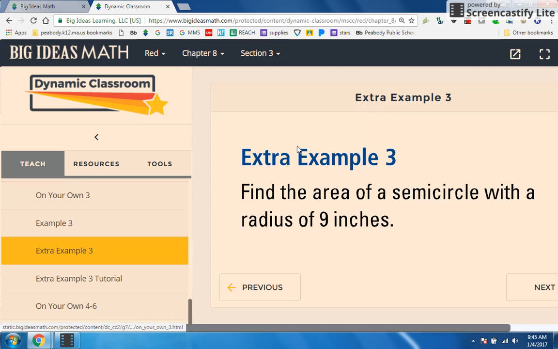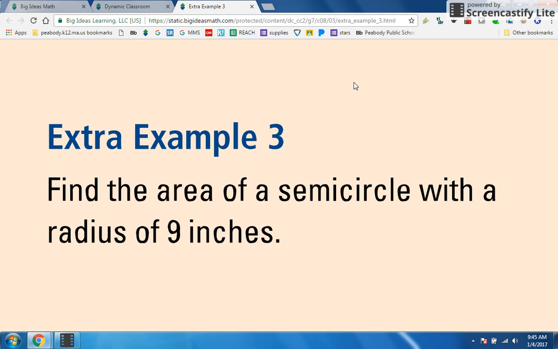So this is going to be your last one. I want to see if you can find the area of a semicircle. It's already giving you the radius, so that helps you out. So you're going to do radius times radius times pi, and then divide it by 2 because it's a half circle. So pause and try that final one.